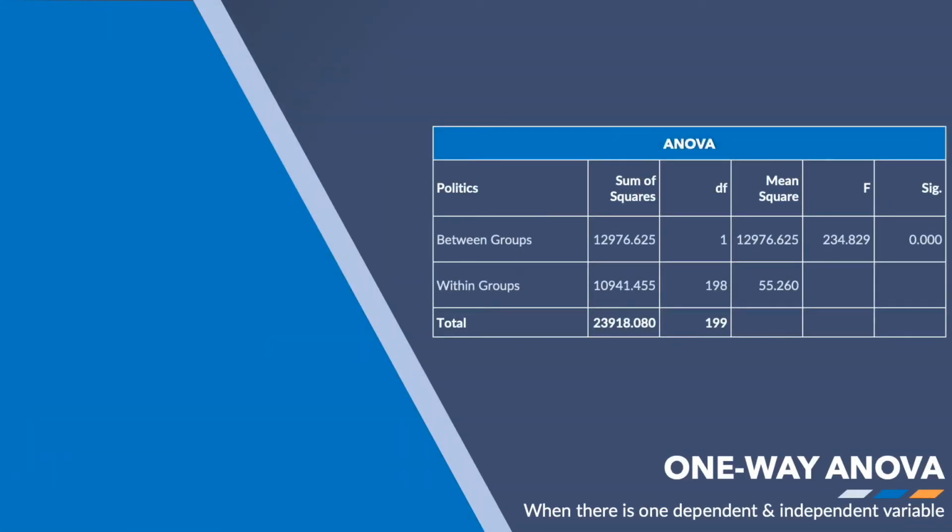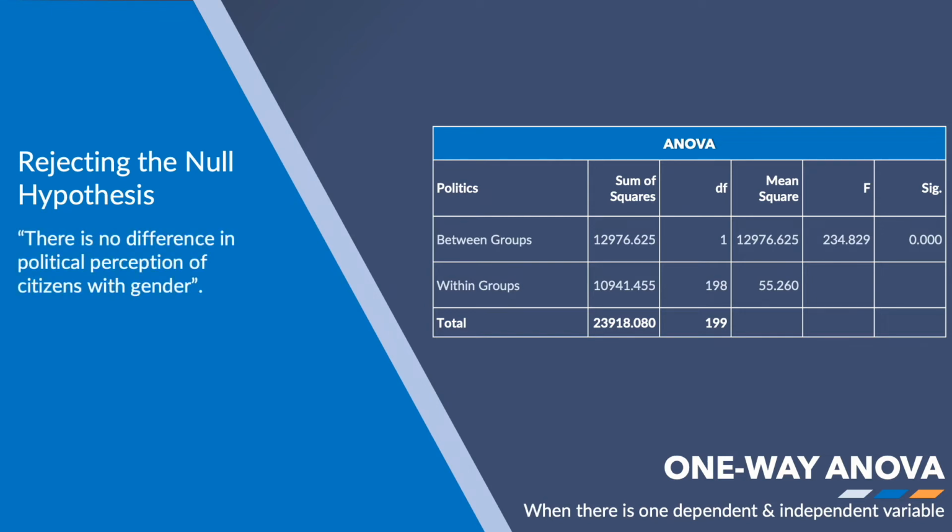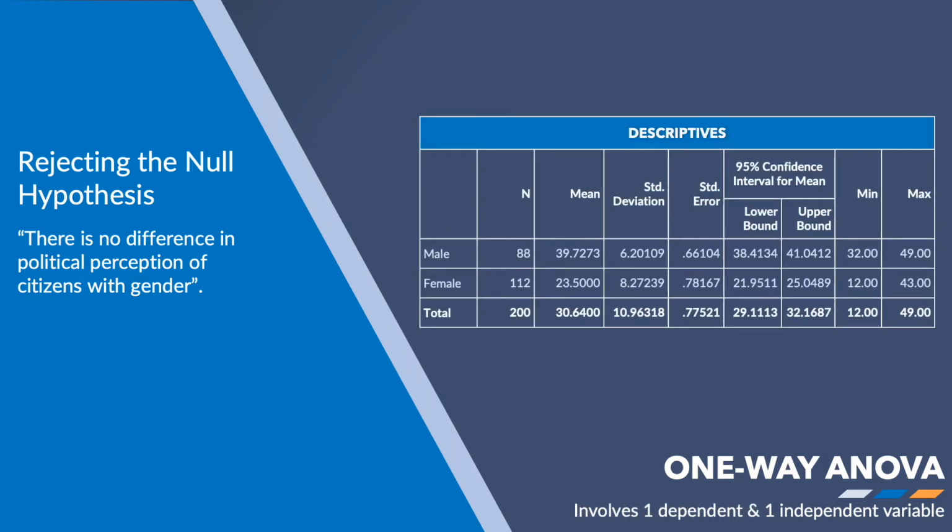Now let's look at the results. Since the significance value, as we can see in this table, is 0, we will reject the null hypothesis, and therefore we can say that Company ABC concluded that gender does in fact influence the knowledge of politics in India. This can further be proven in the mean column of this table, where we can see that the mean value of males is 39.7, whereas the mean value of females is 23.5. Therefore, the mean values also support that there is quite a difference in the political perception of males and females.